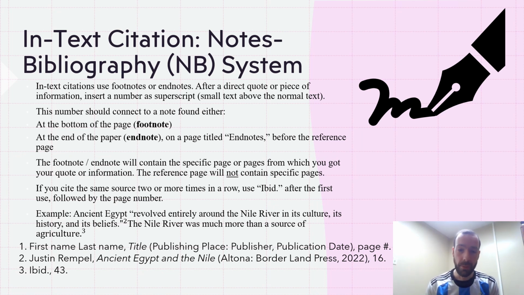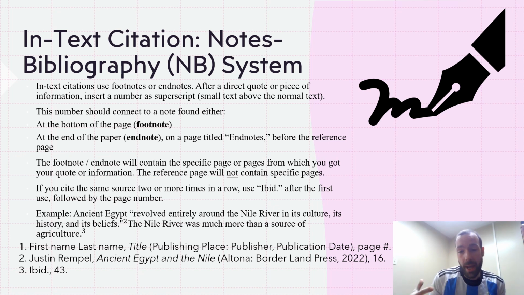Well, after a direct quote or a piece of information where you would normally put your citation, here you insert a number as a superscript. That means a small text above the normal text. That number connects to a note that's found in one of two places, depending on how you set this up. You can do footnotes. That means it connects to a note found at the bottom of the page, or the foot of the page, on whatever page that footnote is.